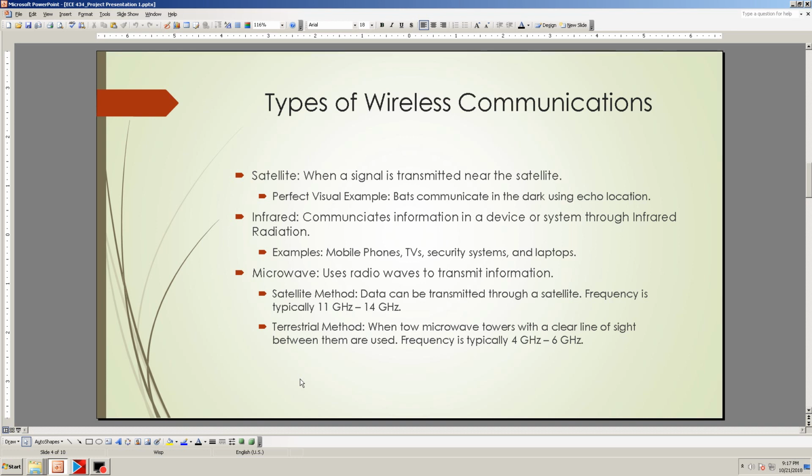The difference between these two methods is that the satellite method is when data is transmitted through a satellite with a typical frequency ranging from about, I want to say, 11 gigahertz to 14 gigahertz. And the terrestrial method, on the other hand, is when two microwave towers with a clear line of sight between them are used, and they have a typical frequency range of about 4 to 6 gigahertz.